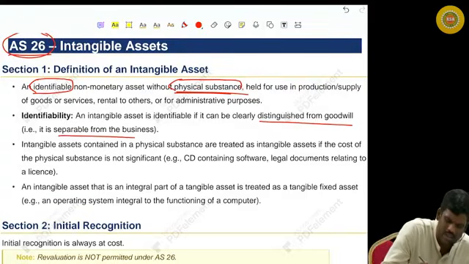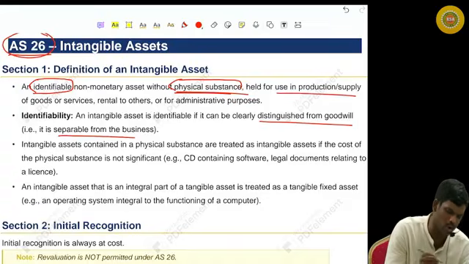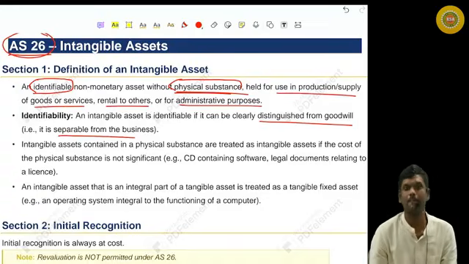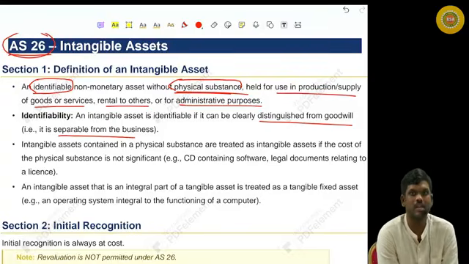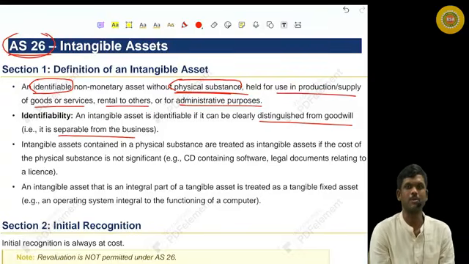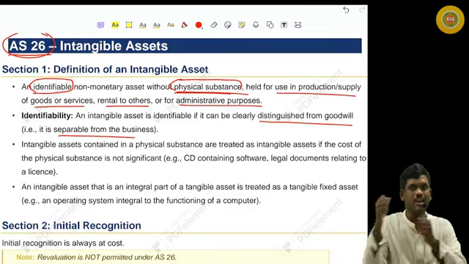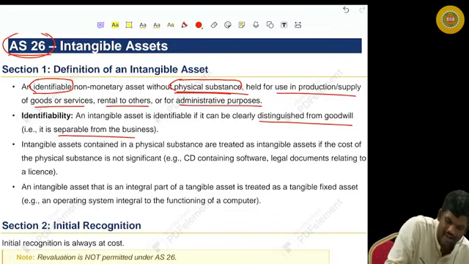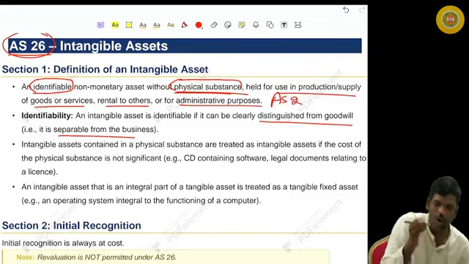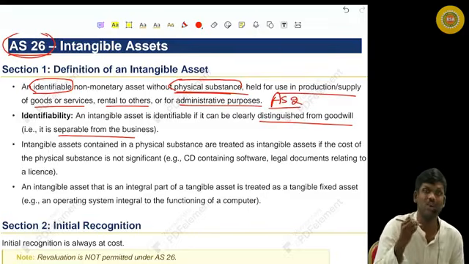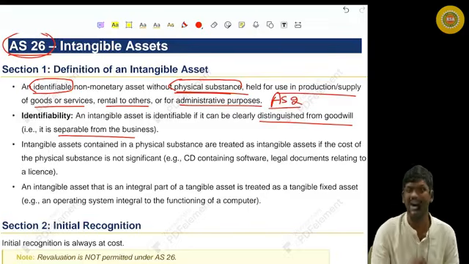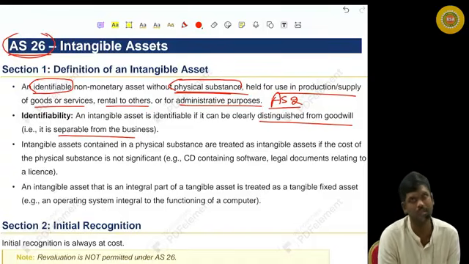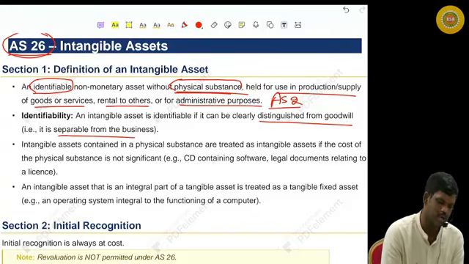Okay. And obviously, an intangible asset is held for use in the production or supply of goods, or for rental to others, or for administrative purposes. Sir, then what if an intangible asset is held for sale, sir? Suppose my business is buy software, sell software. In that case, that intangible asset software will be accounted under AS2, not under AS26. Here only those intangible assets which are held for other than sale. In other words, those intangible assets which are held for use in the business are only covered by AS26.